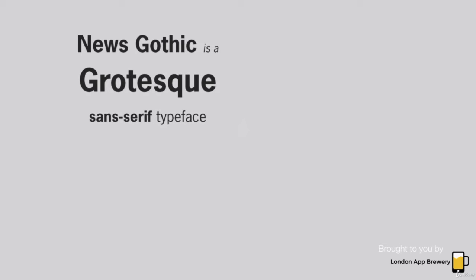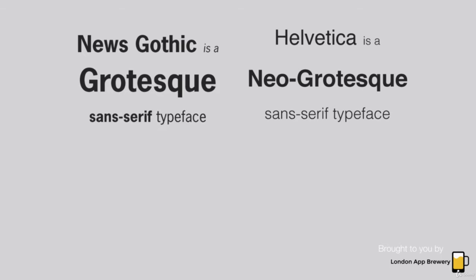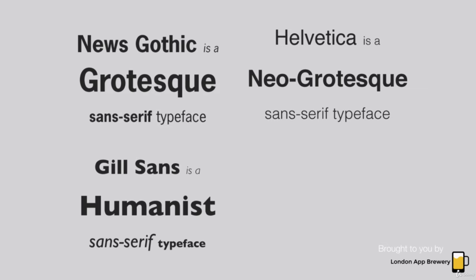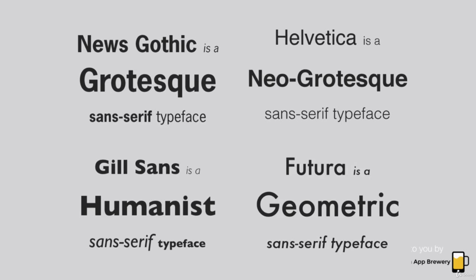So this is your Franklin Gothic, this is your News Gothic. Then as we go into the future, you've got the neo-grotesque. So this is Helvetica, this is Arial. And going even further into the future, you've got the humanist family of sans serifs. And this is your Gill Sans, your Tahoma, your Verdana, etc. And finally, you've got the geometric fonts, for example, Futura.